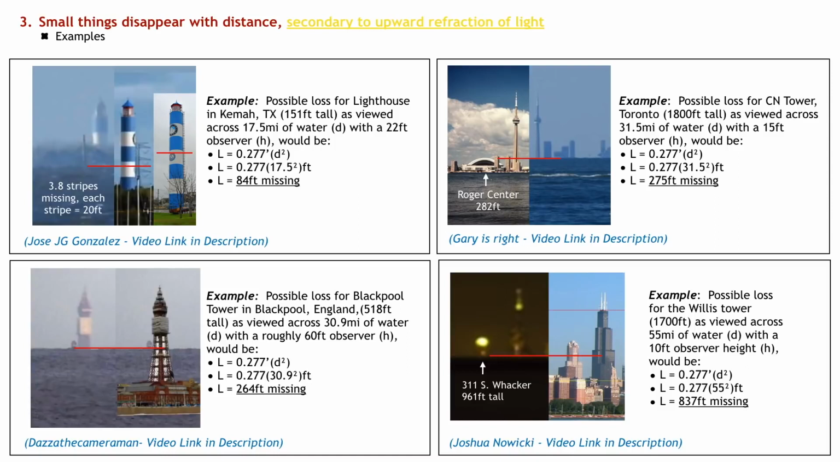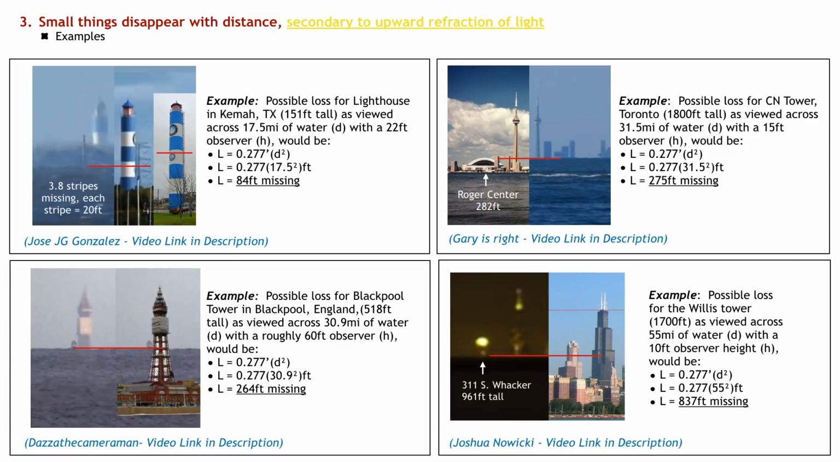Let's do a second example. This is from Gary is Right. Possible loss of the CN Tower, Toronto, 1,800 feet tall, as viewed across 31.5 miles of water, with again a negligible observer height of 15 feet. We're still going to plug in and get 0.277 times 31.5 miles squared for 275 feet missing.